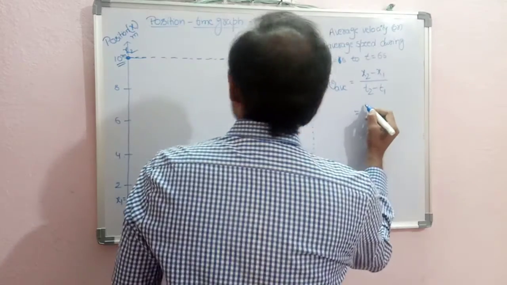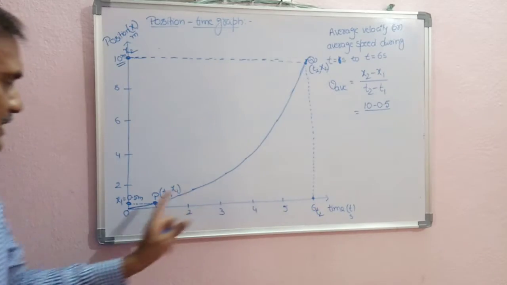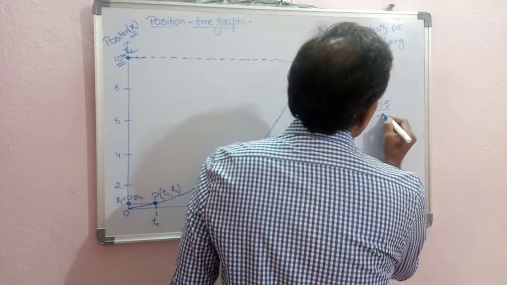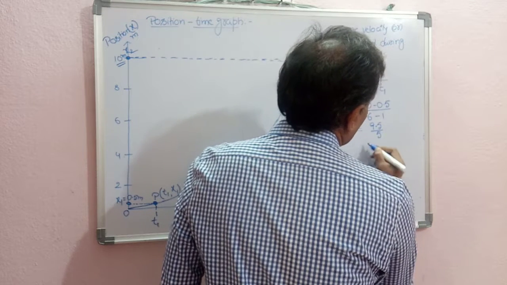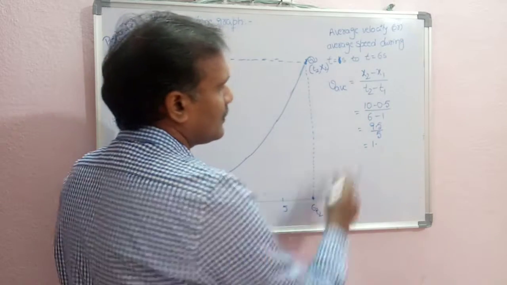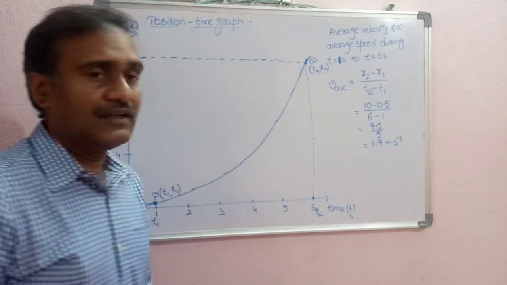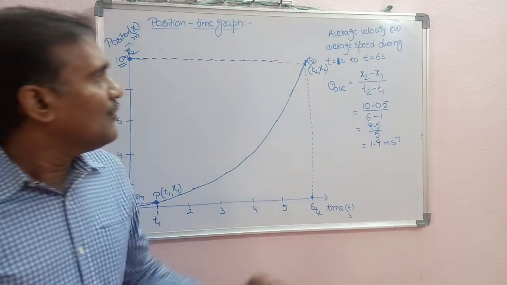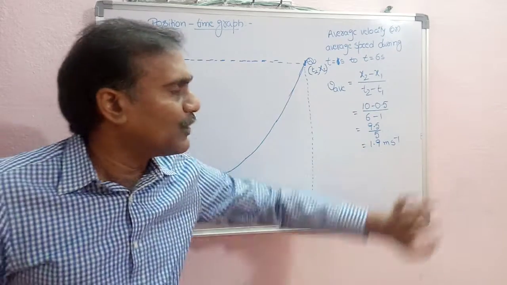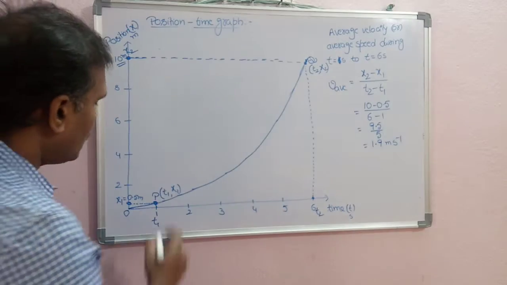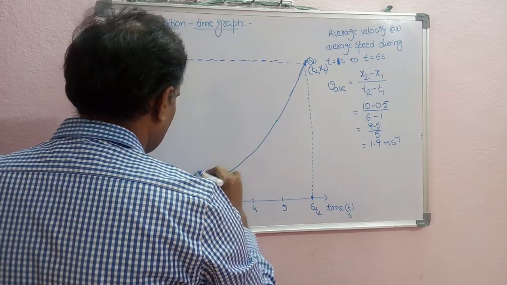Okay, that is 10 minus 0.5 divided by T2 minus T1, 6 minus 1, which is equal to 9.5 divided by 5. 5 ones, 9s, 1.9 meter per second. During this time interval, the average speed or magnitude of average velocity is 1.9 meter per second. Now you can join these 2 points P and Q with the help of a straight line.